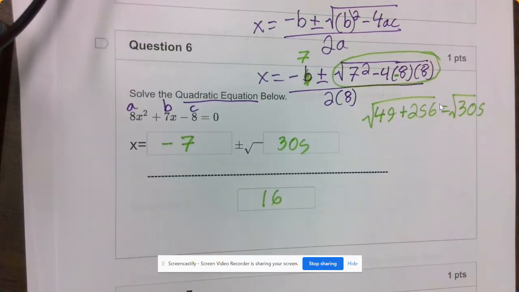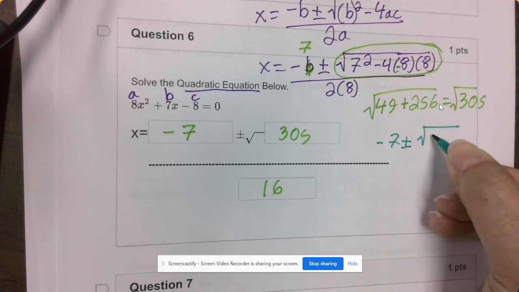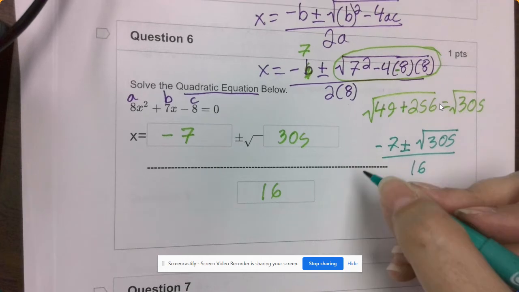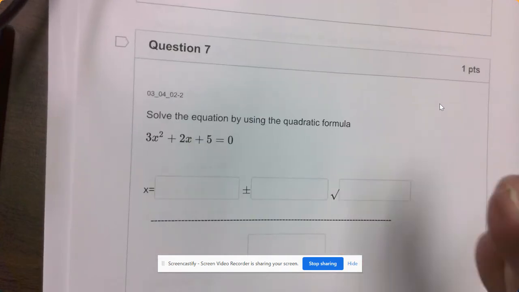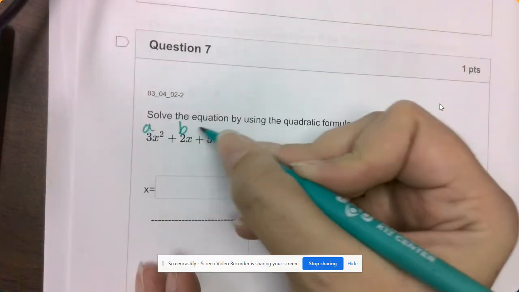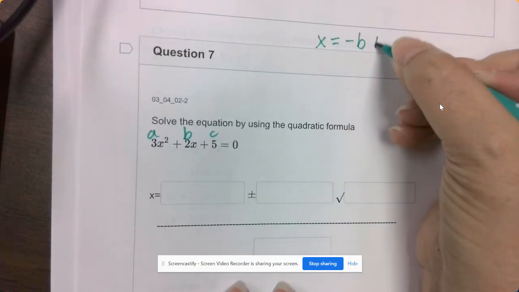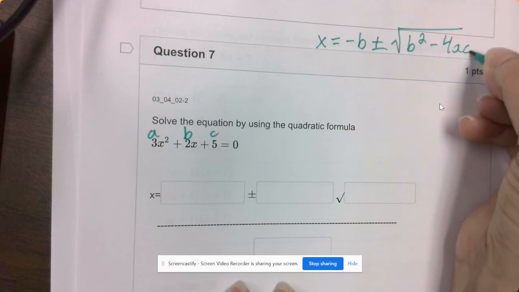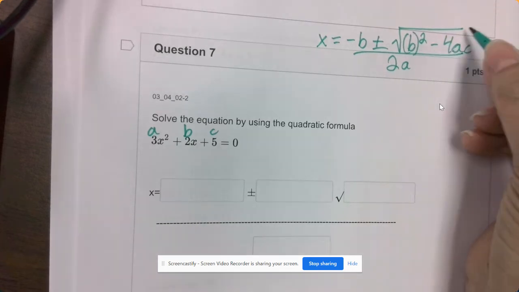So we're going to put that all together. I'll write it out again. So negative 7 plus or minus square root of 305, all over 2 times 8, which is 16. Okay, so everybody, that's where we're putting all our numbers in. Okay, this one, solve using the quadratic formula. So everybody, A, B, C, easy as 1, 2, 3. X equals minus B plus or minus square root of B squared minus 4AC all over 2A. Writing it will help you remember it. Okay, so we're going to put these together.